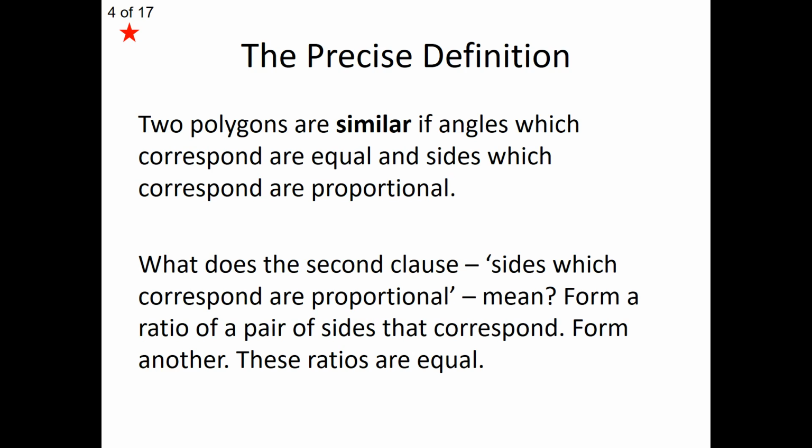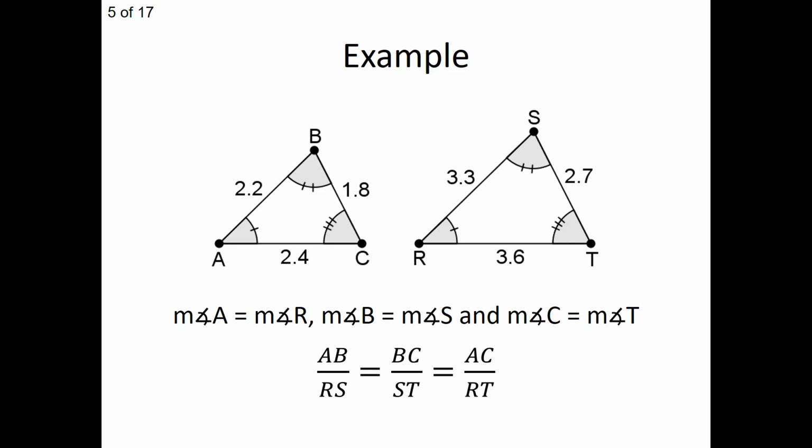So what does it really mean when I say sides are proportional? That means pick a pair of corresponding sides and make a ratio of them. Pick a second pair of corresponding sides, make another ratio of those. Those two ratios will be the same. They're going to be equal to each other. In other words, we can test it. The product of the means will equal the product of the extremes, just like we talked about earlier with our proportions.